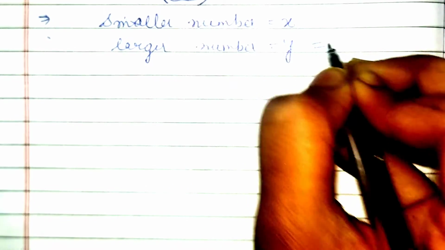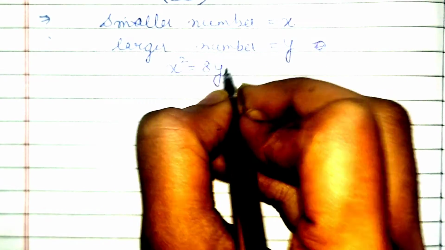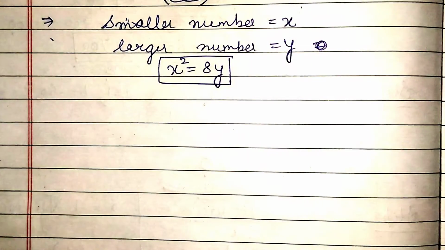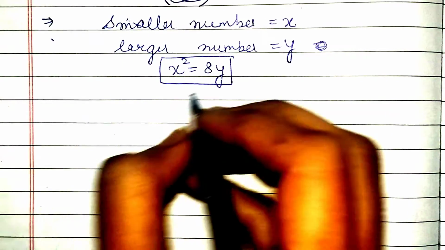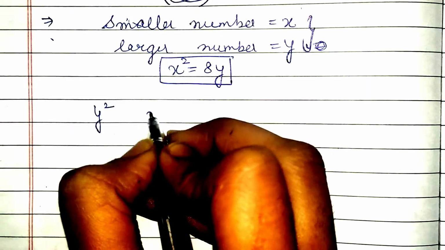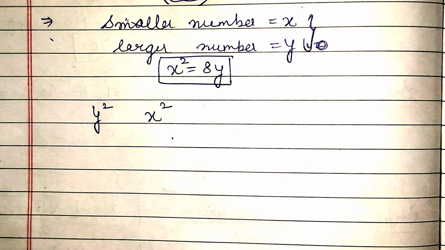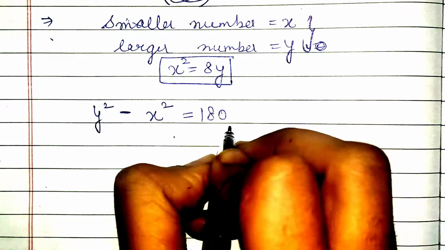So my smaller number is x and my larger number is y, and we have derived a relation between x and y, which is x square is equal to 8y. Next, what is given to us is that the difference between the squares of them, meaning the square of the larger number is y square and the square of the smaller number is x square, is equal to 180.